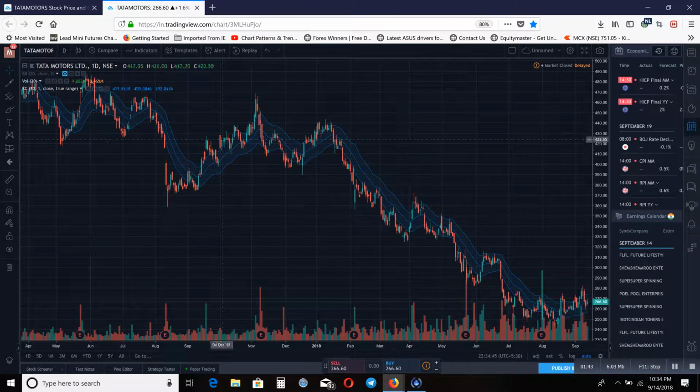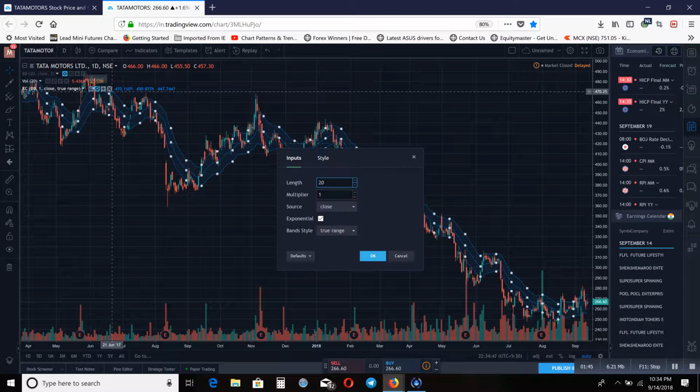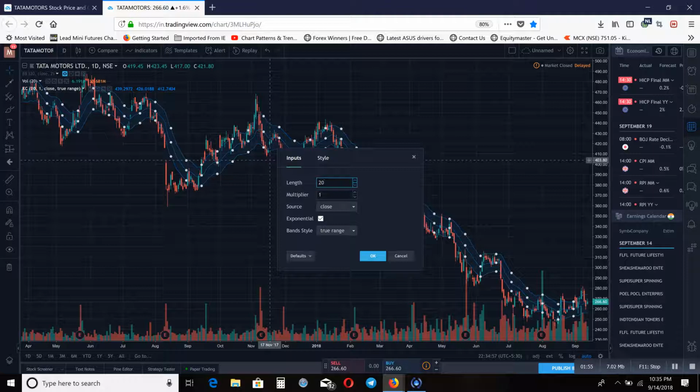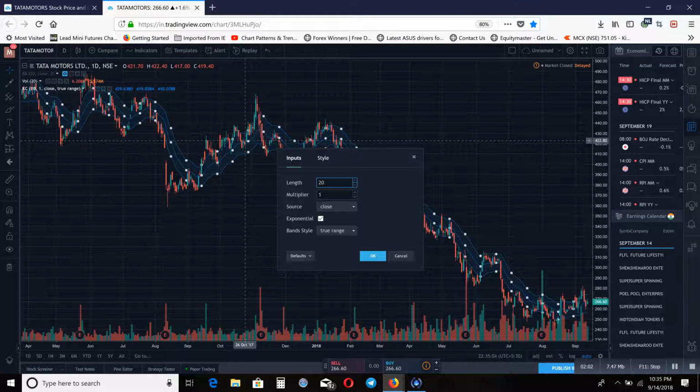We need to tune this Keltner channel to our trading needs. Our first aim is to contain the price movement, the upper and the lower price movement, within the upper band and the lower band. Length is basically the number of periods I am considering for the observation and analysis. Currently I would be using a 14 period analysis.